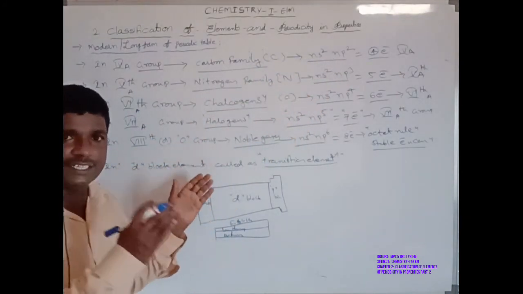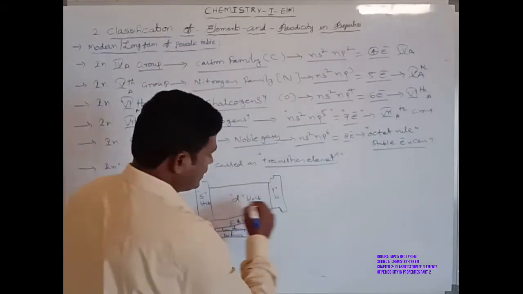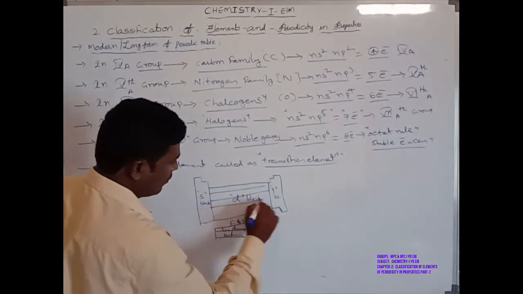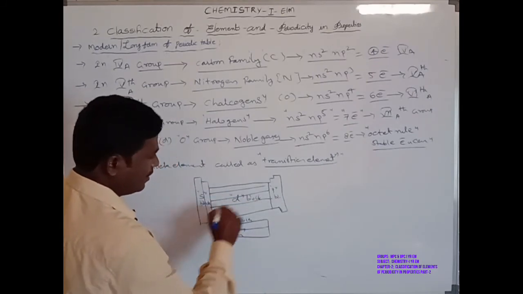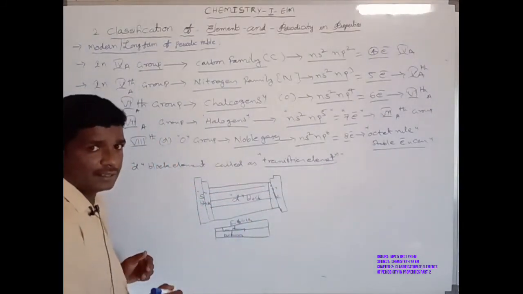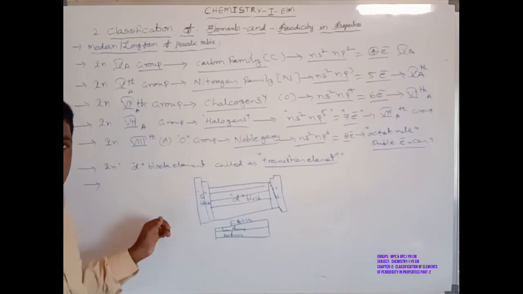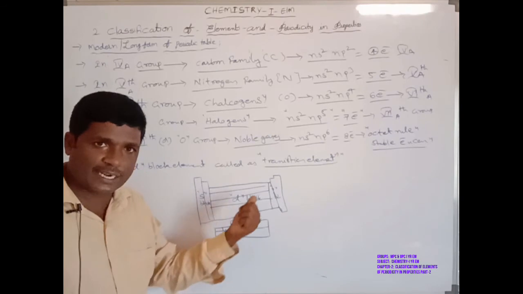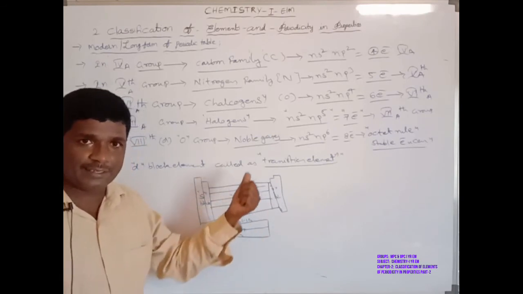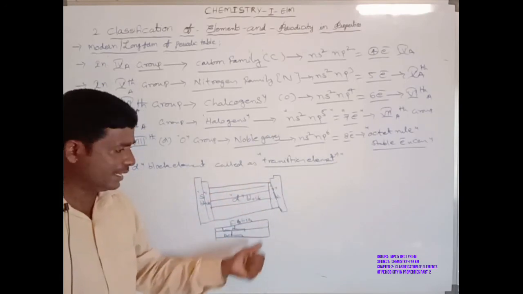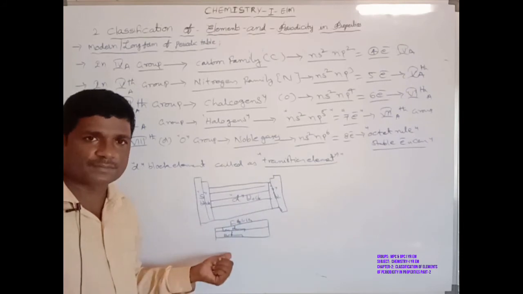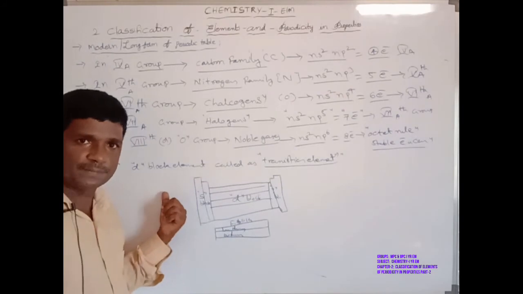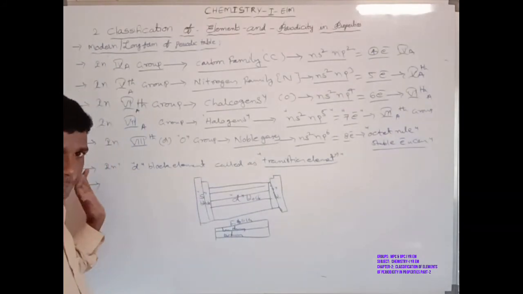The elements are arranged in horizontal rows and vertical columns. In the modern periodic table, there are totally 7 horizontal rows, also called periods. Remaining, there are totally 18 vertical columns, also called groups. That is the totally 7 periods.